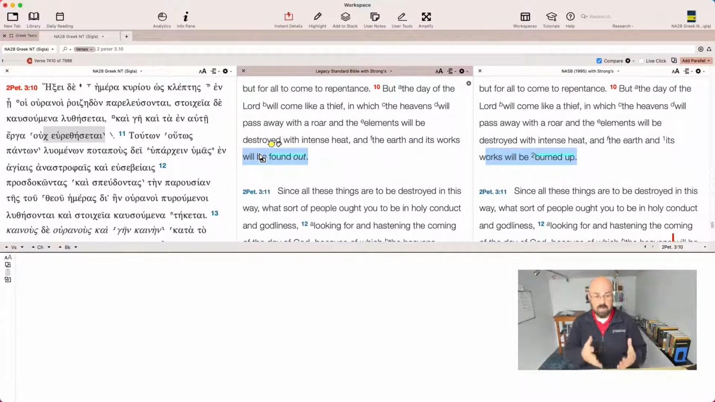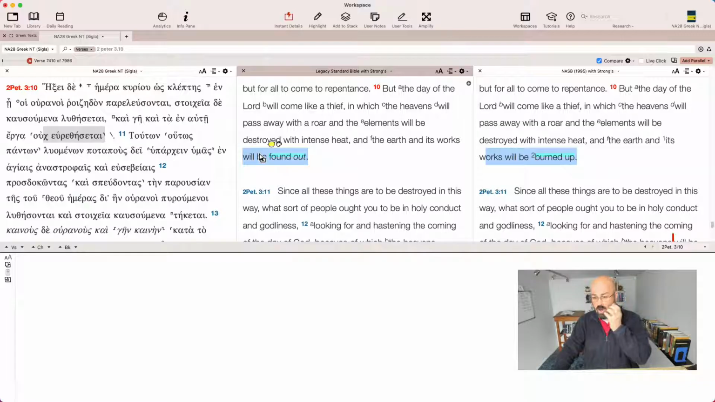And so this is an example where the Legacy Standard Bible has differed from the critical text, the Nestle-Aland text, following the Tyndale Greek New Testament, which I think in this case has a better approach to this particular passage than some of the other texts available. So that's just an example of how text critical notes actually make a difference in the translation as well.